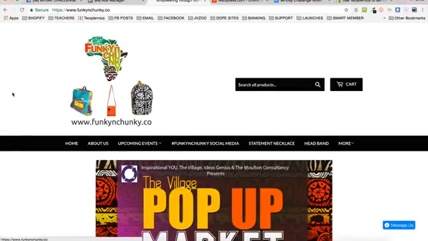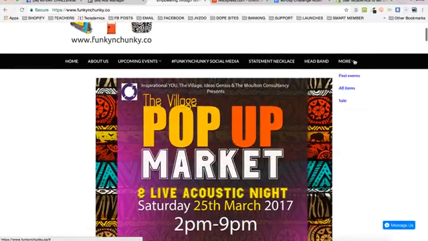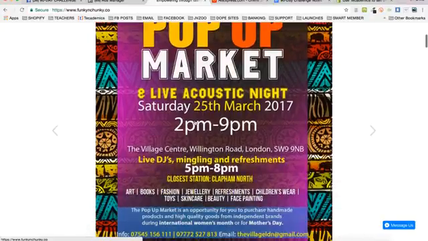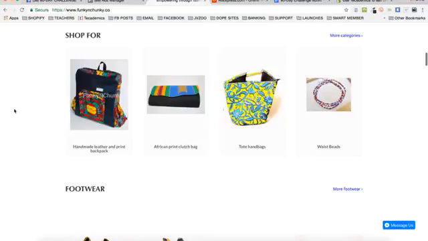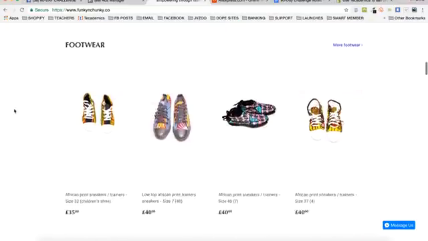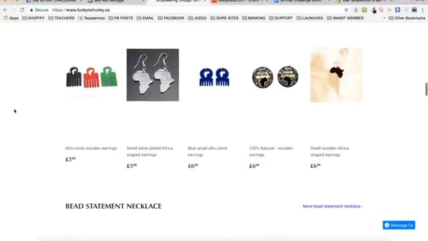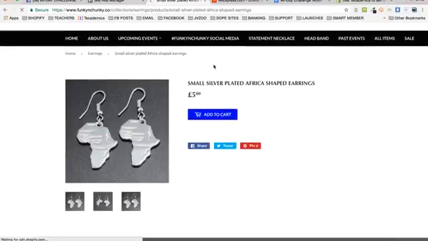Funky and Chunky, they have a logo. They have some categories up here, and this is called a slider. It's an image that they can put up there, and then they have their products. Okay? So look at this, they're selling products. This could be you. Okay, so let's click on one of their products, these little earrings.